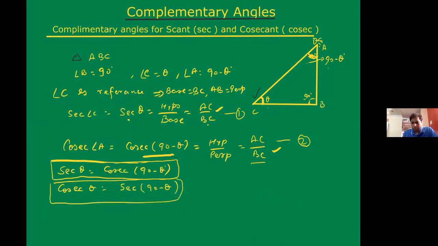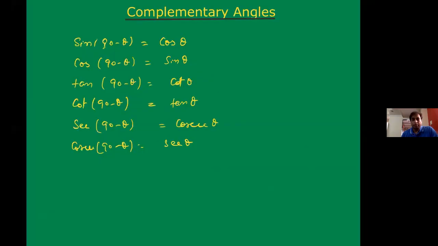So the conclusion is, if I take two complementary acute angles, theta and 90 minus theta, and one is sec theta, the other is cosec 90 minus theta, and both are the same. This is the conclusion. So till now we have derived the sixth conclusion.